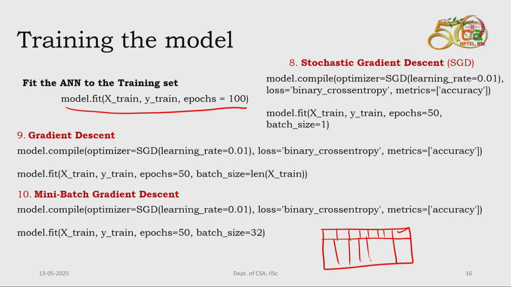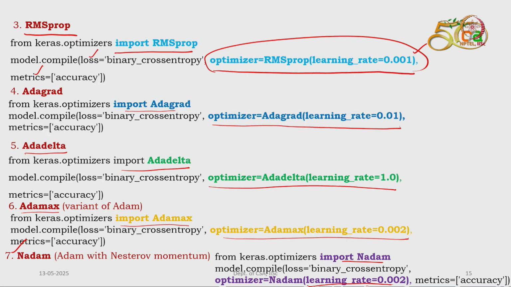So, you will pass X train as well as Y train as the parameters to this model fit. And how many epochs do you want to run for this? We want to run this for 100 epochs. So, this is how you will be designing the neural network.